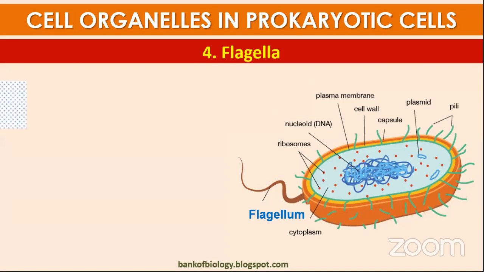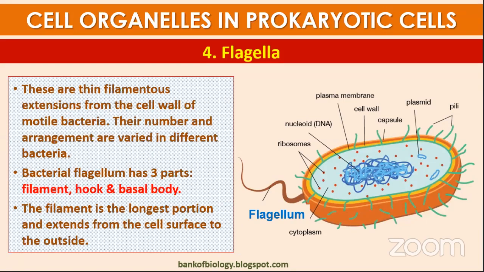So next, flagella. Flagella are thin filamentous extensions from the cell wall of motile bacteria. Their number and arrangement vary in different bacteria. The flagellum usually has three parts: filament, hook, and basal body. The filament is the longest portion and extends from the cell surface to the outside.